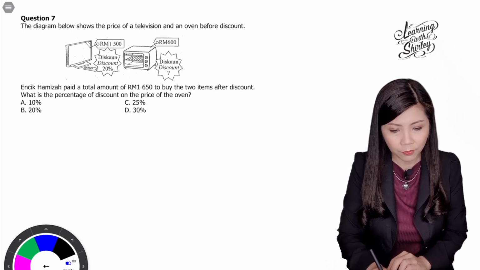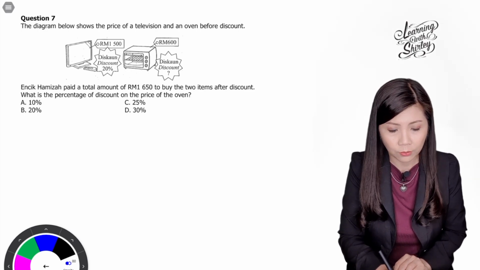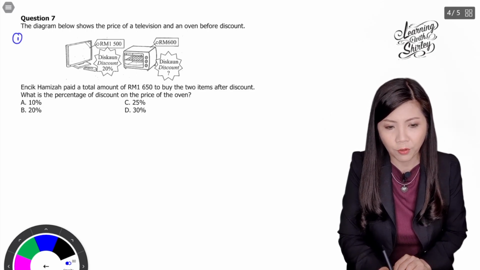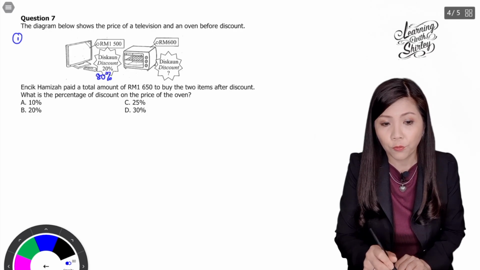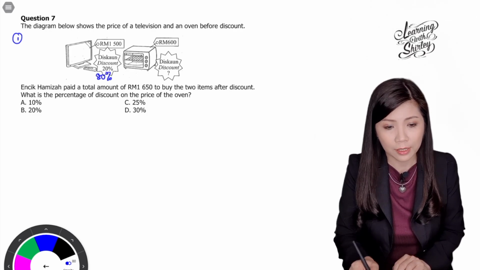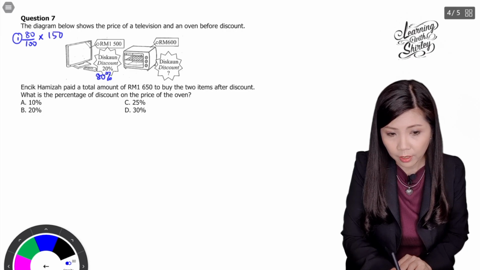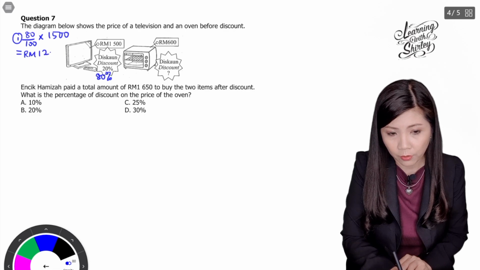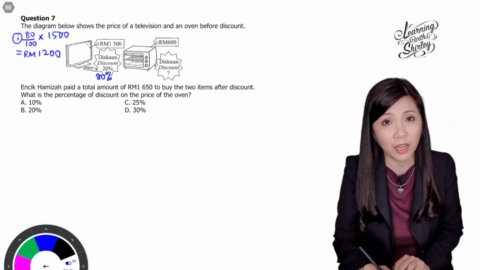So firstly, I'm going to find the price of the television after discount. I'm going to use the pro way, this step 1. With a 20% discount, I'm going to use 100 minus 20%, which is 80%, to find the final price after discount. So it's 80%, this is the pro way, times 1,500, and the price after discount is 1,200. That means the discount is actually 300 ringgit. And that's a lot of money.